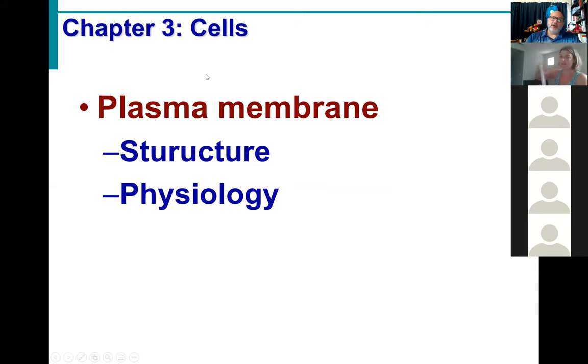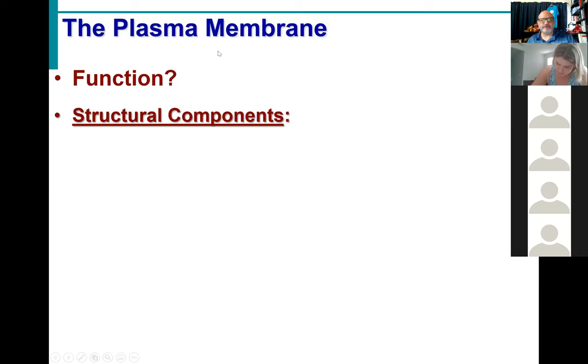So we are done with physiology. We are done with mitosis. Let's move on to our plasma membrane. We have talked about the nucleus. We've talked about the cytoplasm. We've briefly mentioned the plasma membrane, but we need to talk about it a lot more. First talking about its structure and then the importance of its function.